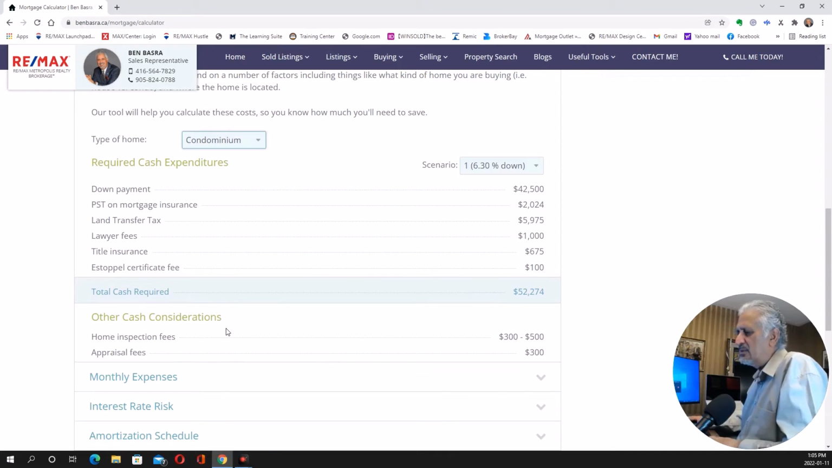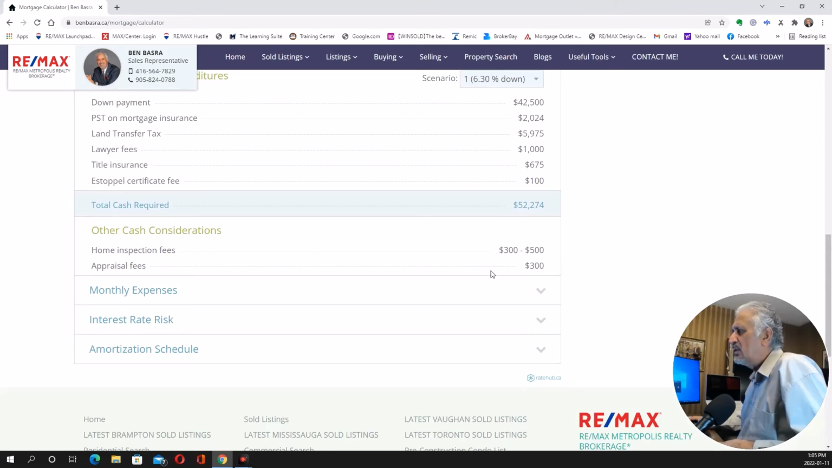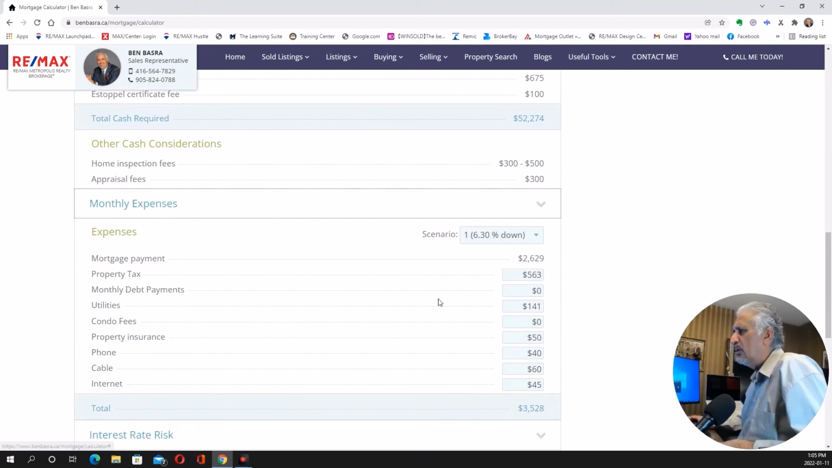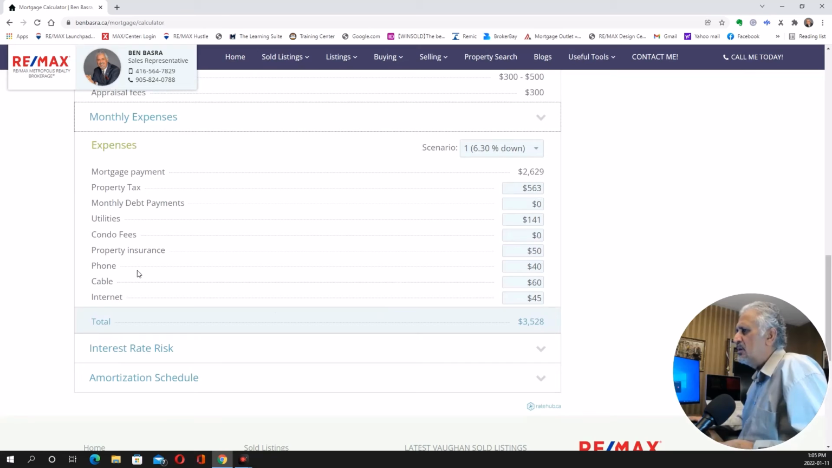And sometimes if you're buying resale properties, you need to pay a home inspection fee. You may need to pay an appraisal fee. In certain situations, the bank will reimburse this $300 to you, but it depends on the situation. So monthly expense, you will know the total monthly expense. You need internet, you need cable, you need property insurance, you need utilities, and here for tax, you can put maybe $200 property tax. So you need about $3,000 every month.